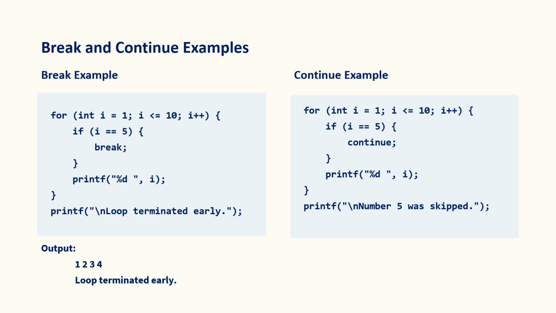The loop then continues normally, printing the numbers 6 through 10. The final output here is 1, 2, 3, 4, 6, 7, 8, 9, 10, followed by the message "number 5 was skipped".